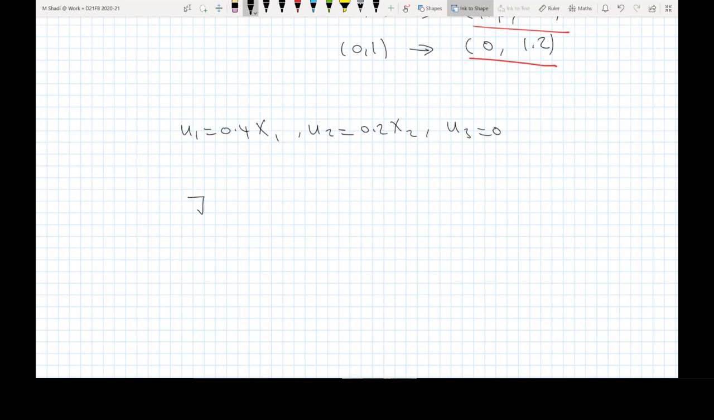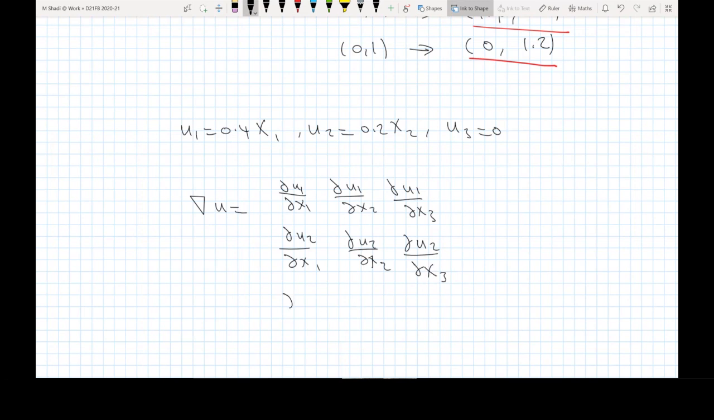So we find the gradient of the displacement vector, the gradient of u. The derivative of 0.4 x1 with respect to x1 is 0.4. Let me write this out at least one time: du1 with respect to x1, du1 with respect to x2, du1 with respect to x3, and the same is also true for u2, and then du2 with respect to x3, du3 with respect to x1, du3 with respect to x2, du3 with respect to x3. So this is the displacement gradient tensor.